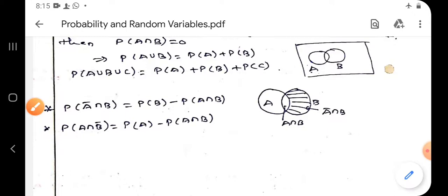Understood? So these are the basic concepts we have to use to solve a problem. Now in our next lecture we will solve the problem based on this.